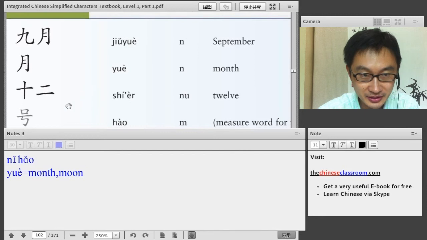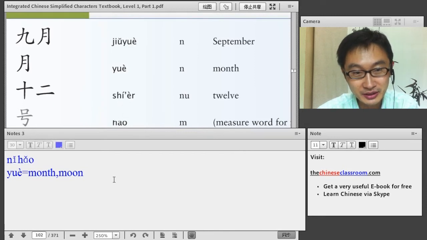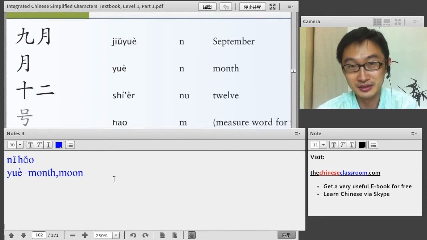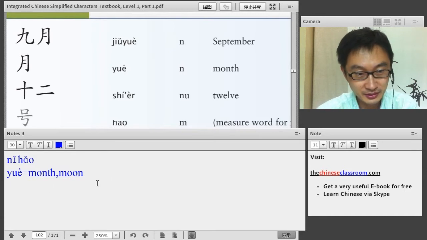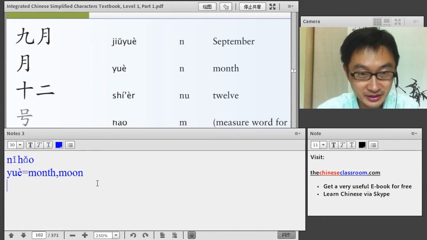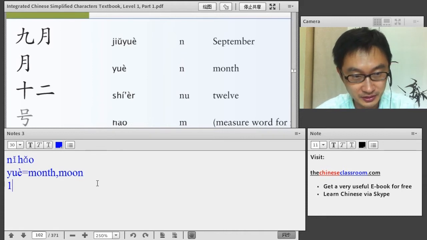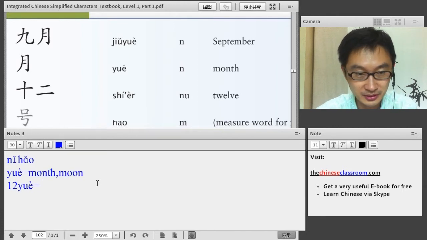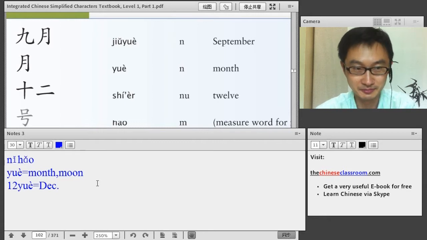And here 12: 10 is 10, 2 is 2, 10 2 means 12. So December we will say 12月, right? So just put 12 and 月, that's December. Okay.